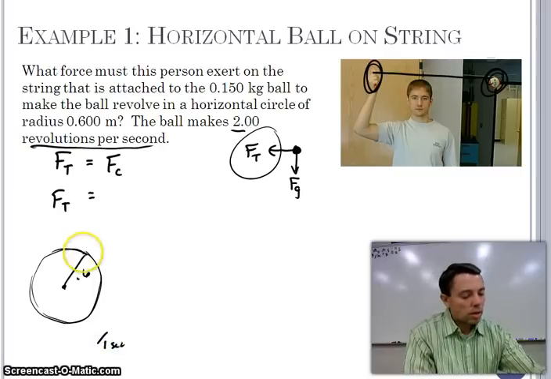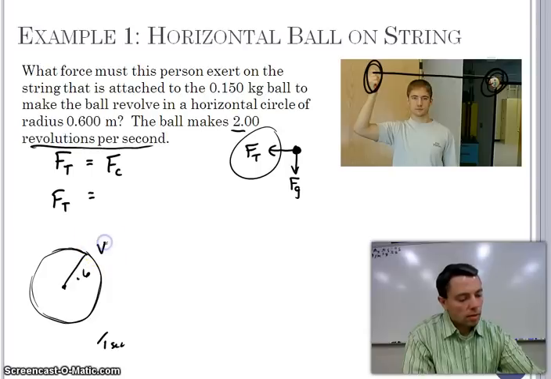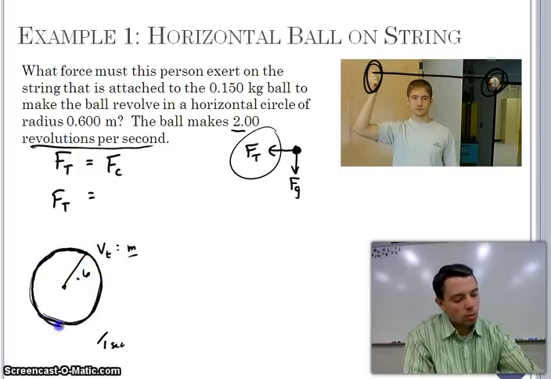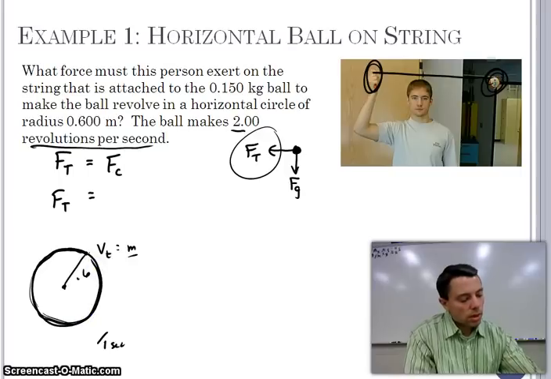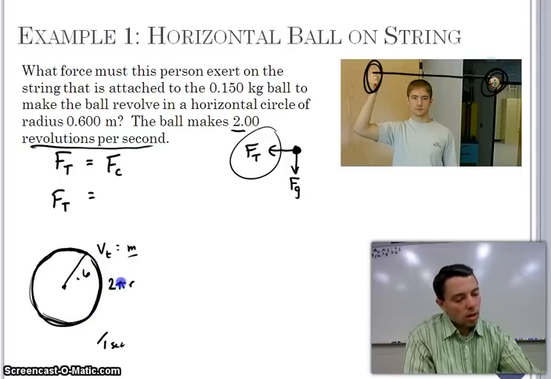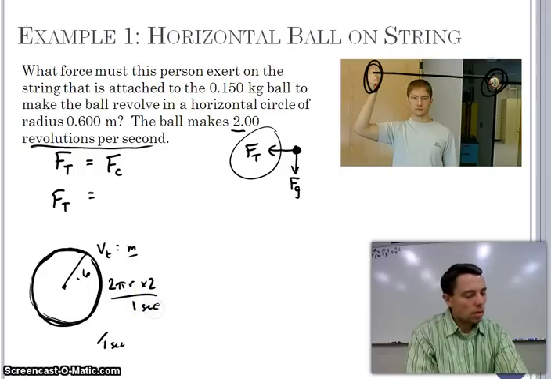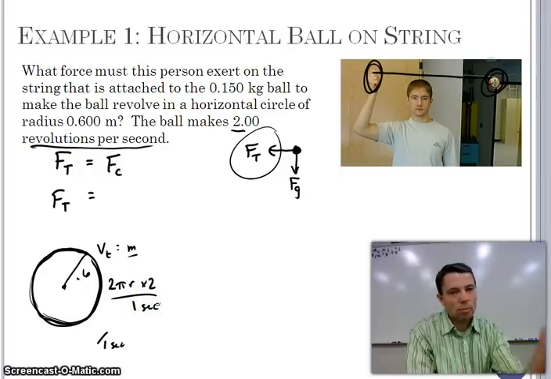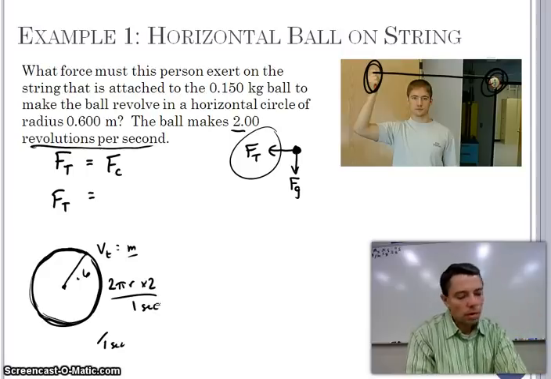If I wanted to just figure this out for a V of T, I want something in meters. Well, I'm just going to look at how much distance I covered in 2 revolutions. So I'm going to take my 2 pi r, that's how I figure out the circumference of the circle, and then multiply that by 2, and divide that by 1 second, and that gives me how much speed I have, because I'm swinging this at a pretty constant rate. So I'm going to figure that out.